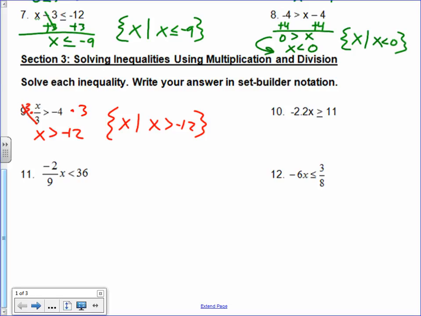All right, second one, number 10. We're going to have to divide here. We have multiplication, so we divide by that -2.2 on both sides. You end up with x is we're dividing by negative, so you switch the symbol. Remember, negative rule.